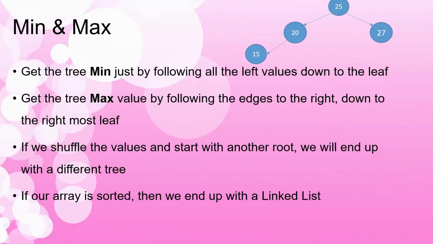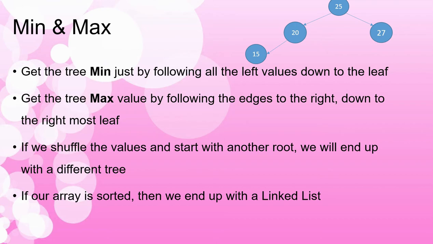Now for the min and max, how can we find the minimum and the maximum value in a binary search tree? We get the tree minimum just by following the left values down to the leaf. As you can see here, the 15 is the minimum value. And how do we get the maximum value? We get it by following the edges to the right, down to the rightmost leaf. As you can see here, the rightmost leaf is the 27, and that's why this is our maximum value.